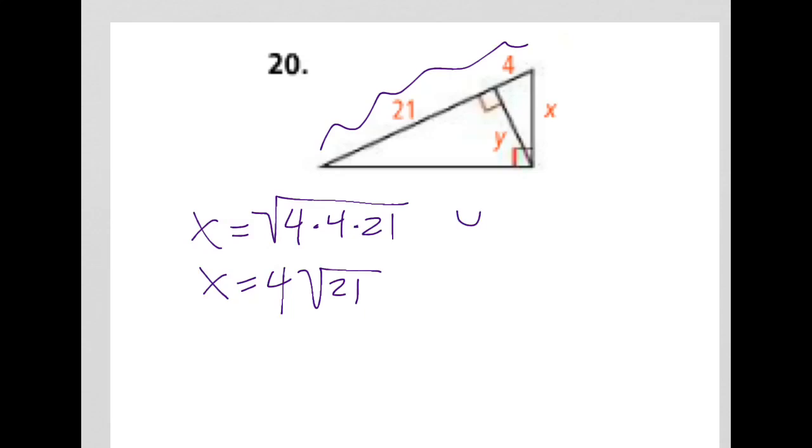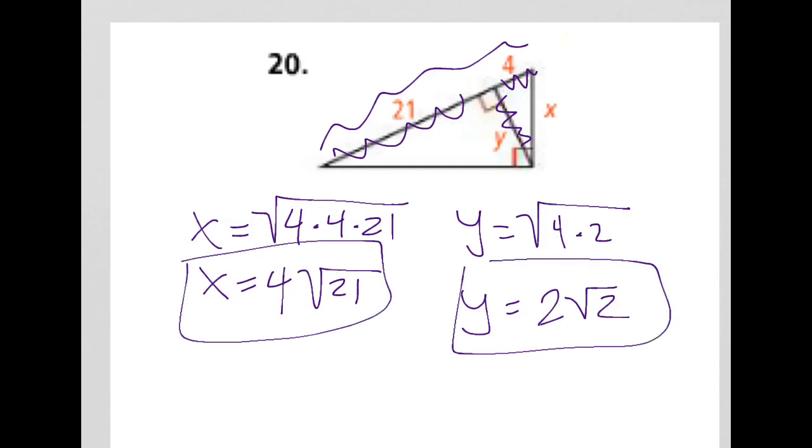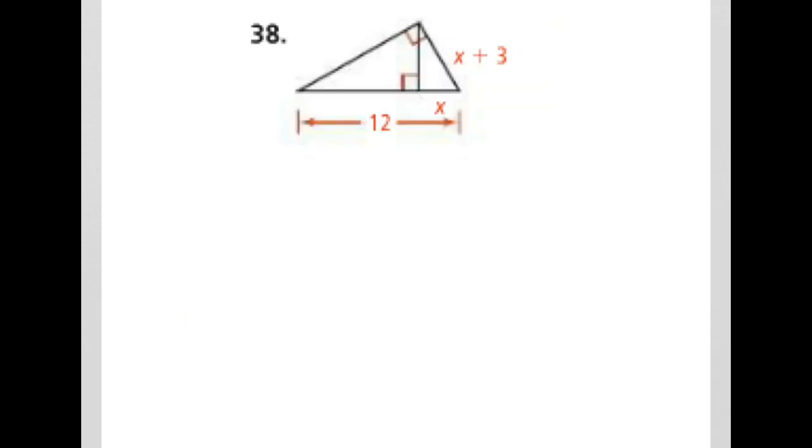And now let's find y. Y is going to be the geometric mean of 4 times 2, this one times this one. Square root of that product equals that one. So y equals 2 root 2. And again, all I did was pull that 4 out. So I had root 4 by itself. Root 4 is 2. So I got 2 root 2. My two answers, x and y in exact form.